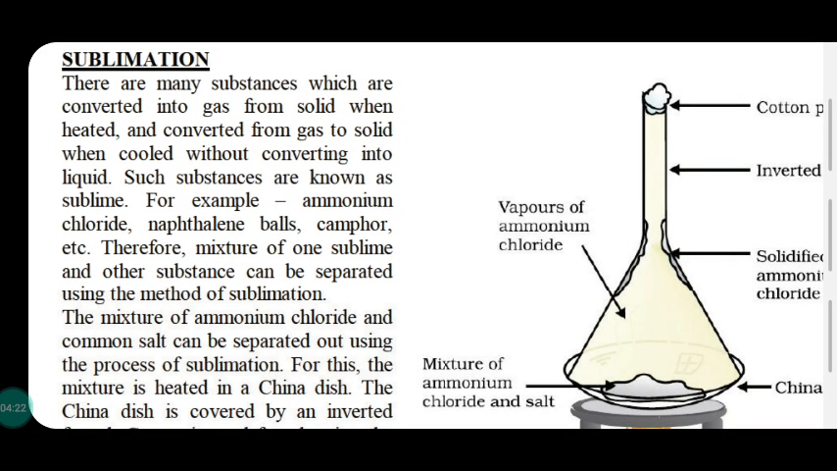What is sublimation? We studied in the first chapter. Some solids when heated directly get converted into the gaseous state, skipping the liquid state. Example, ammonium chloride, naphthalene balls, camphor, etc. If your mixture contains these items, we can suggest the method sublimation. When heated, these contents sublime and the second component will be getting collected in the equipment.